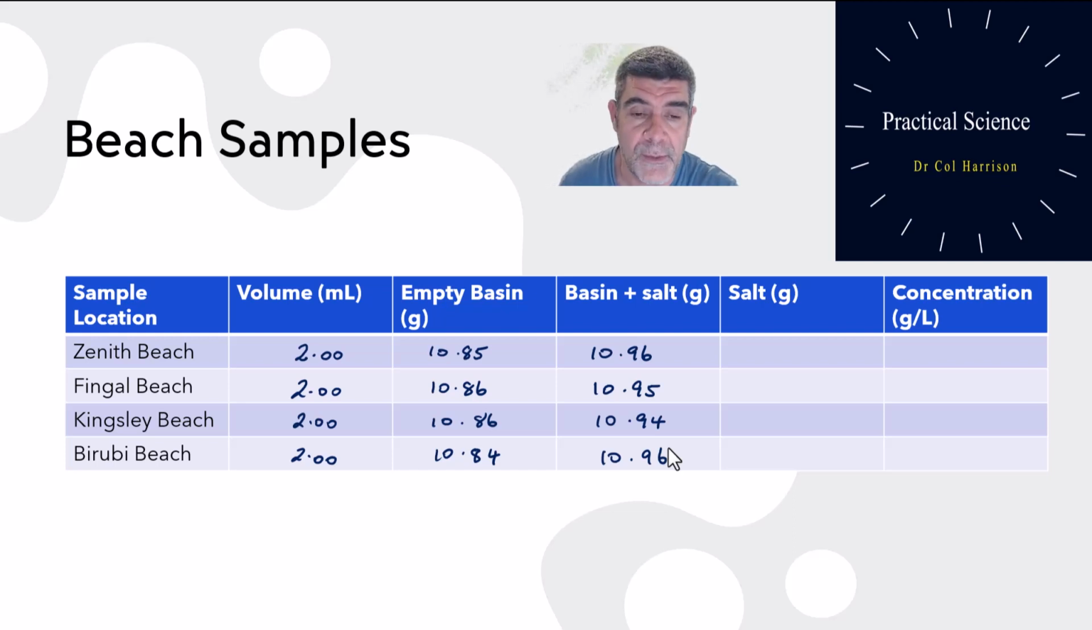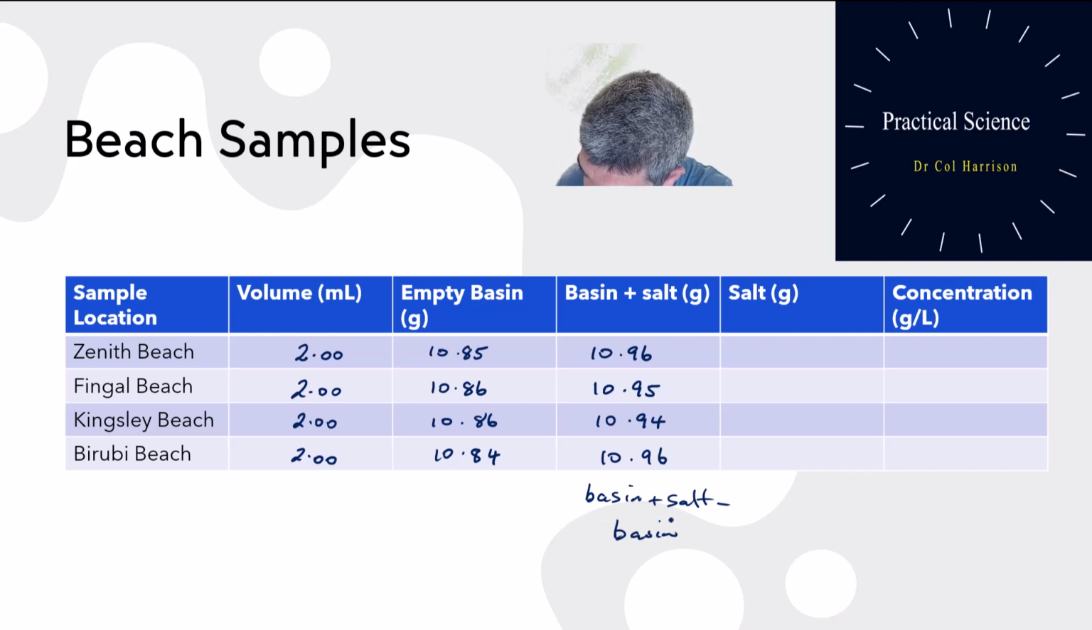In order for us to determine what the actual mass of the salt was, and remember we're doing a gravimetric analysis, so it's important that we actually identify the mass of each of the samples, we need to subtract them. So we're going to take basin plus salt, and we're going to subtract the mass of the basin that's empty. And you see there's some minor differences between these two when we were weighing. And so what we end up with then is 0.11 grams, 0.09 grams, 0.08 grams, and 0.12 grams.